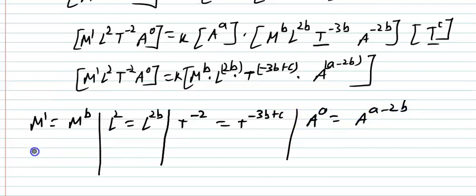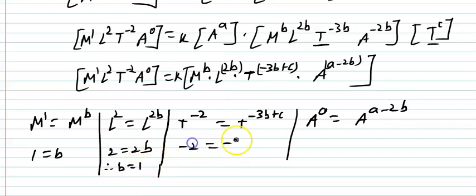Now by the linear equations we can easily find that the value of b is equal to 1. Here also 2b, so here also b is equal to 1, and here minus 2 is equal to minus 3b plus c. Now put the value of b here, so this is minus 2 is equal to minus 3 plus c, so this would be c is equal to 1, right?